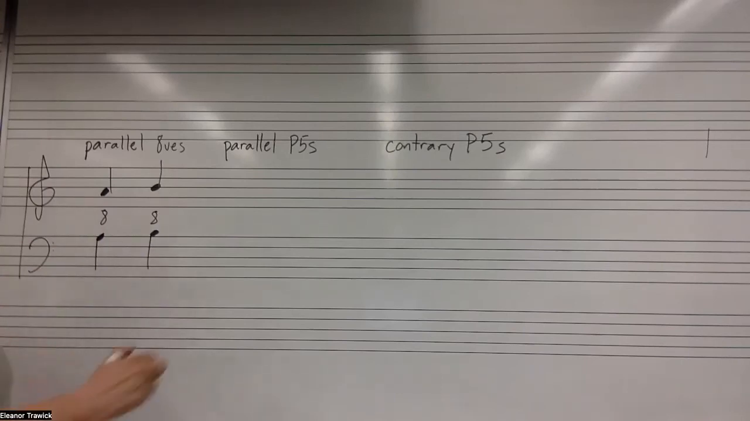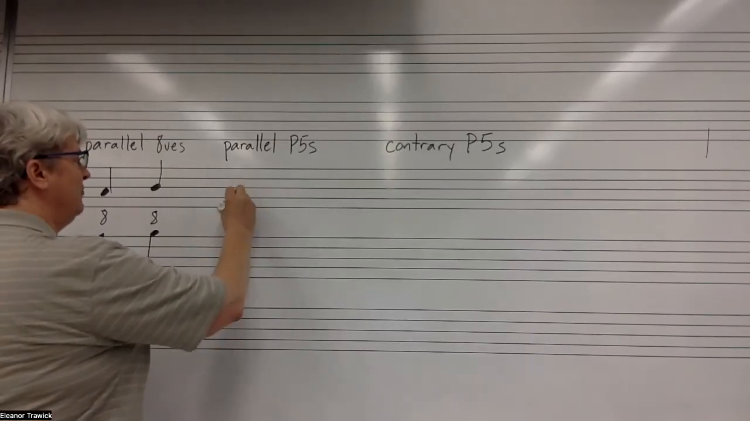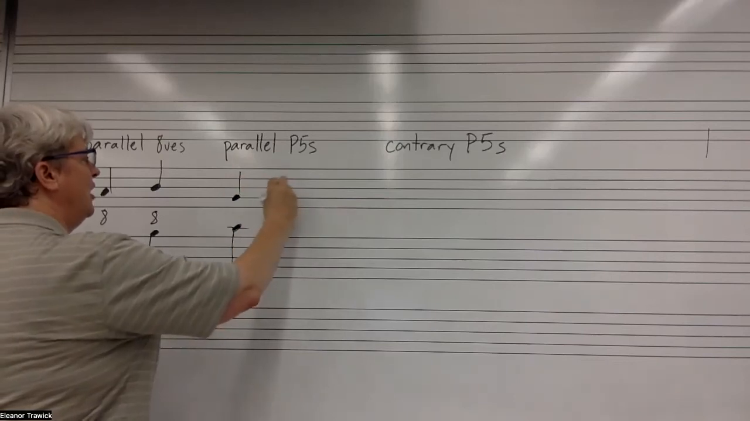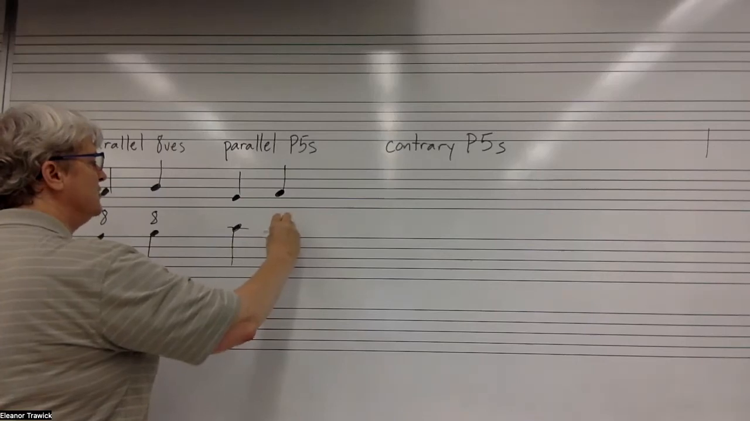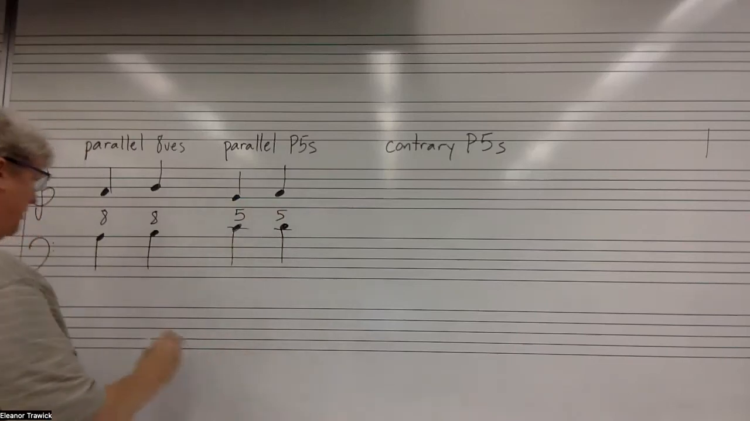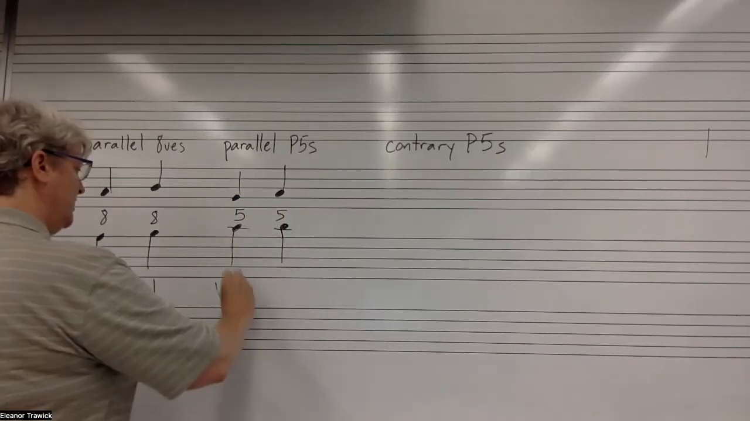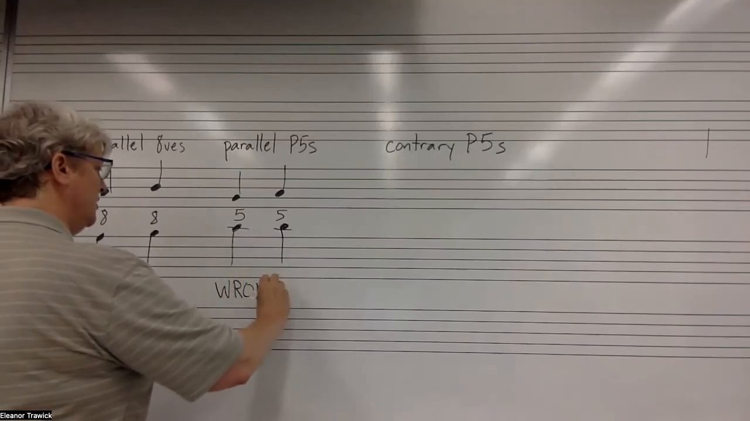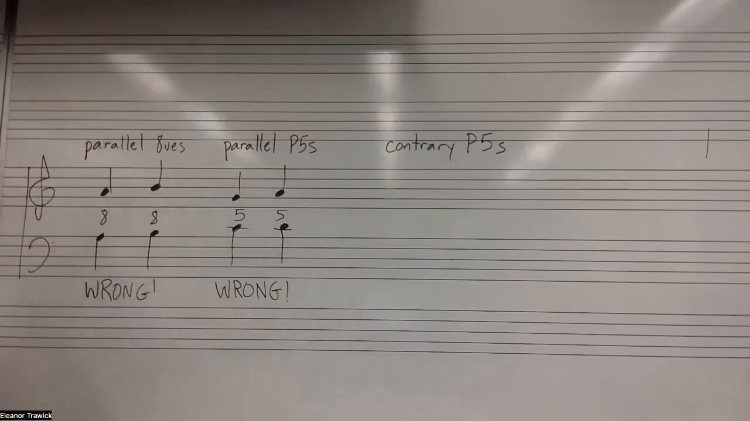The same thing is true, though maybe not to quite the same extent, of parallel perfect fifths. They also cause the line to lose its sense of independence from the other line. So you should not have two fifths in a row. Okay, so I'm going to write in big black letters underneath here, wrong. Again, it's not morally wrong, it's just wrong if you're trying to imitate the music of classical composers.